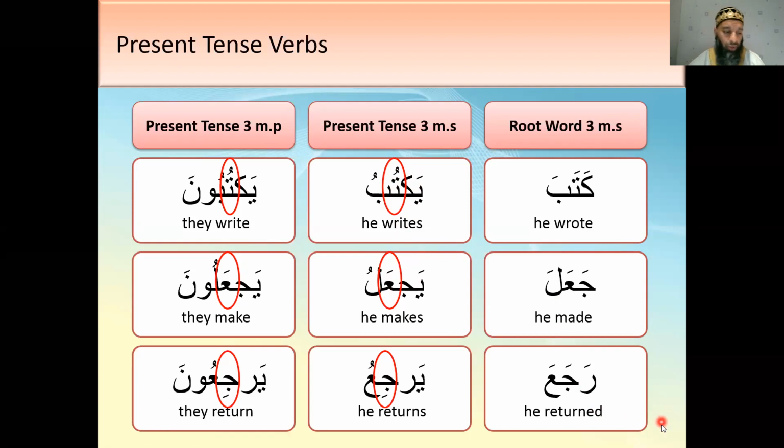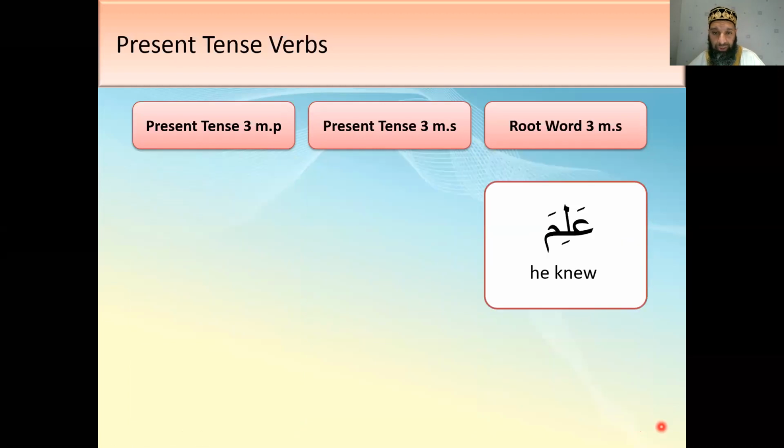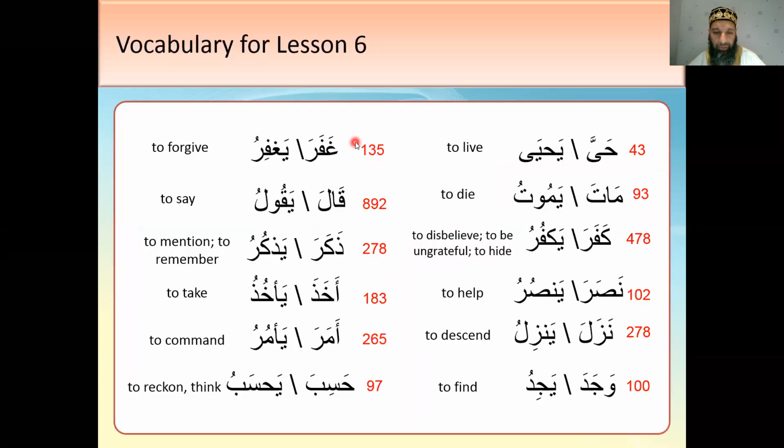So all the verbs that we're covering, if you look at the vocabulary again, look, I'll show you. غفر يغفر. For غفر, there's a kasra on the third letter. It's not going to be يغفر, it's going to be يغفر for غفر. Okay, this one is a weak one, so we'll leave that one out.